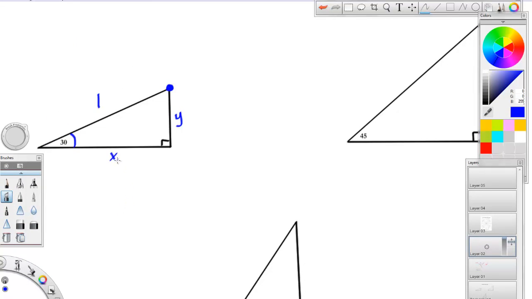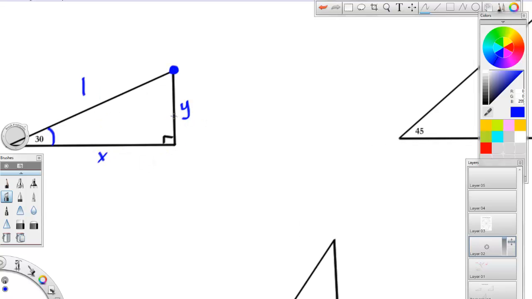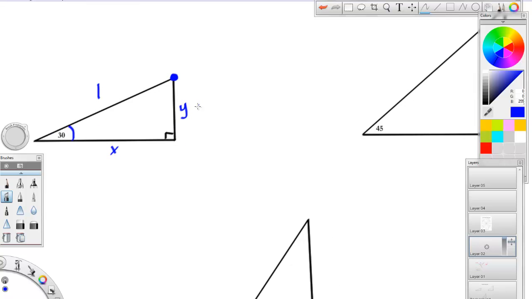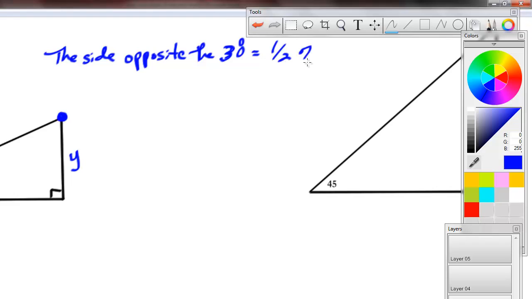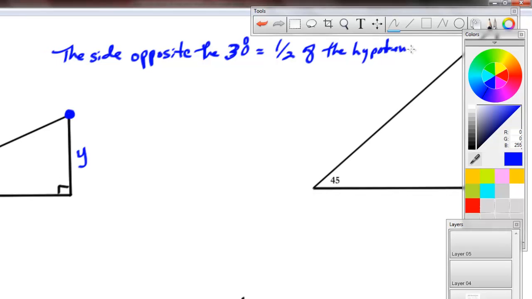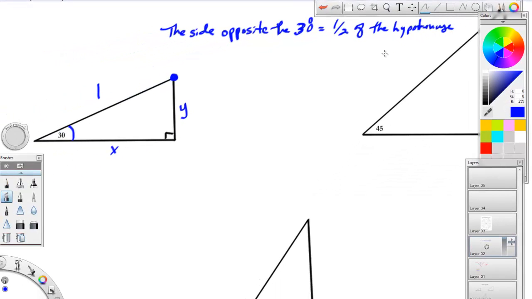Now, I'm going to label these x and y, because this moves in the x-axis and the y-axis, instead of a and b. All right, so we're calling this x and y. There is a rule out there that says this: the side opposite the 30-degree angle, or any 30-degree angle, equals half of the hypotenuse.